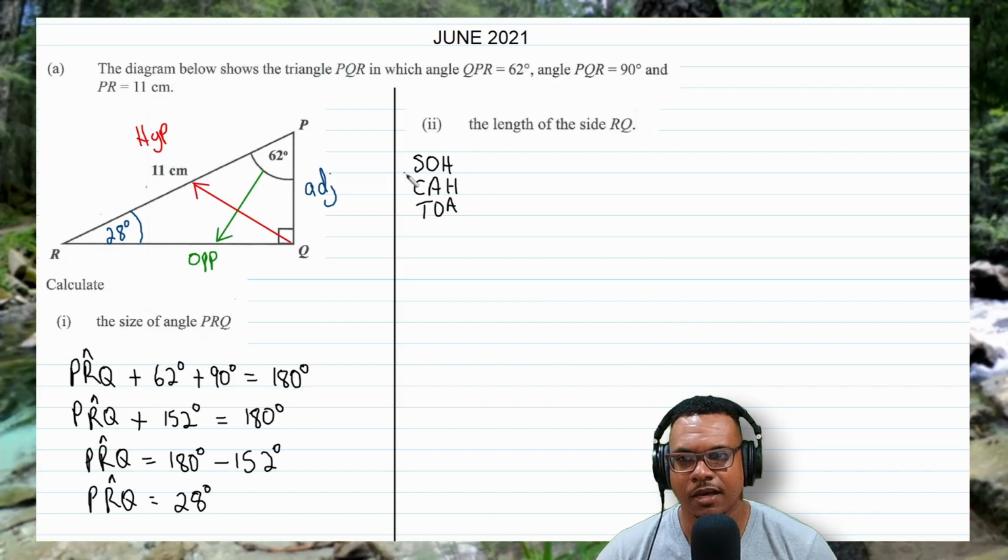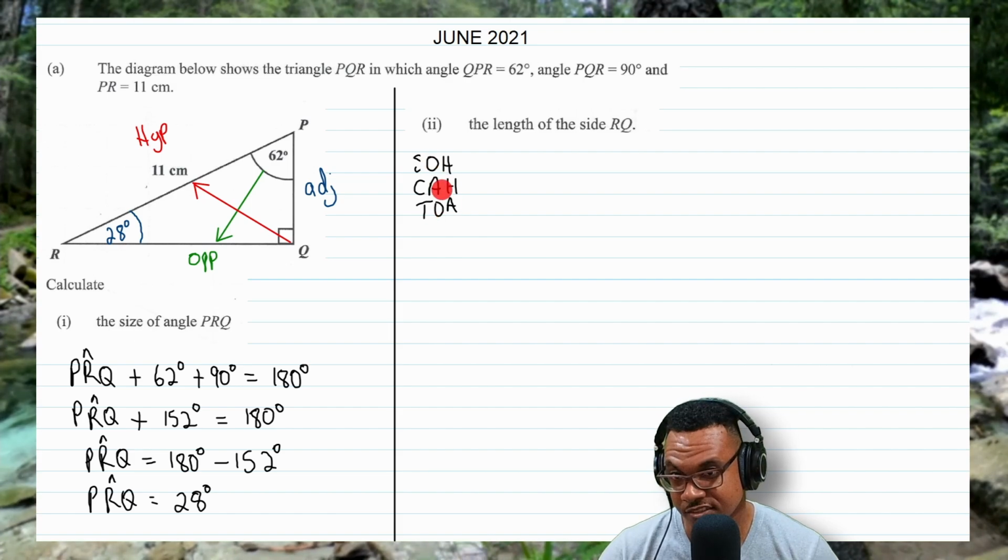Alright, and that simply means sine of your angle is opposite over hypotenuse, cosine of your angle is adjacent over hypotenuse, and the tan of your angle is opposite over adjacent. Now seeing that we want to find RQ, and RQ is the opposite side, our formula must have opposite in it. So sine has opposite and tan has opposite. Cosine doesn't, so cosine is automatically out.